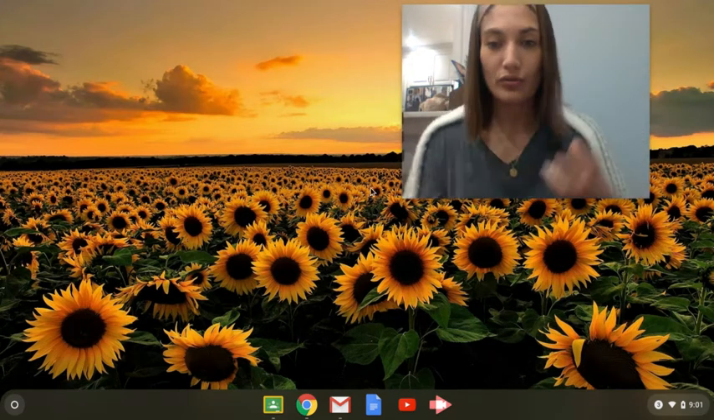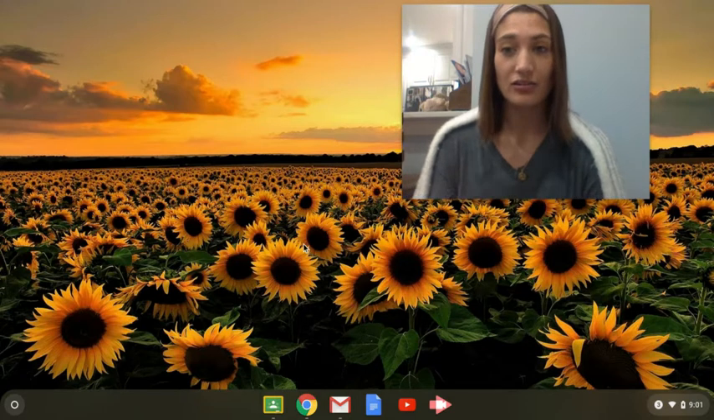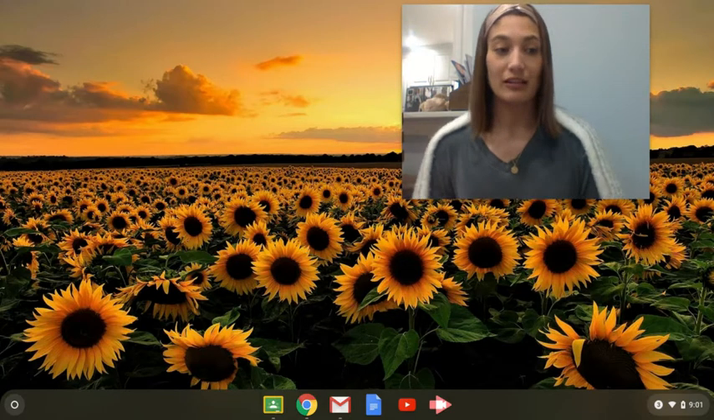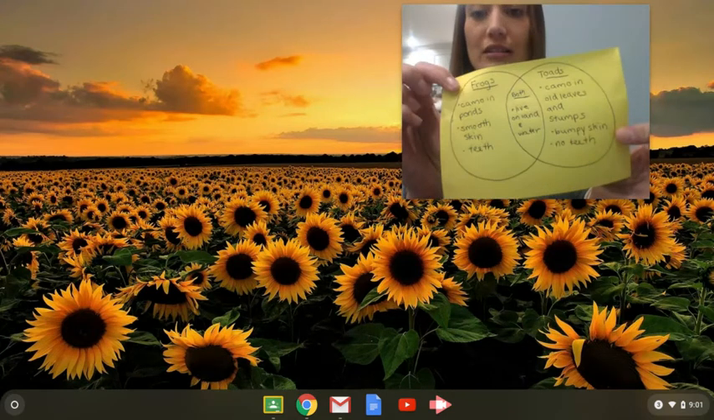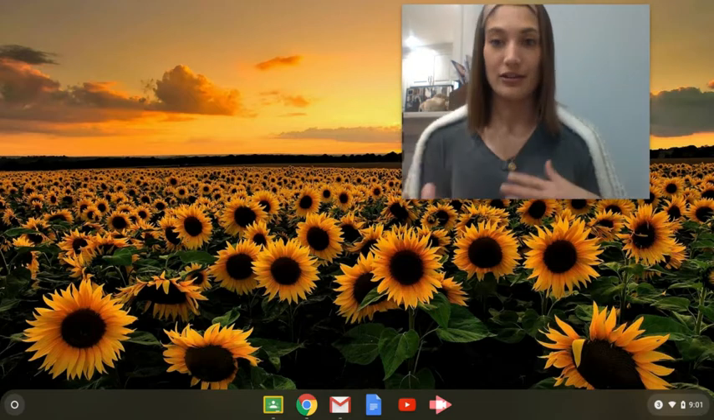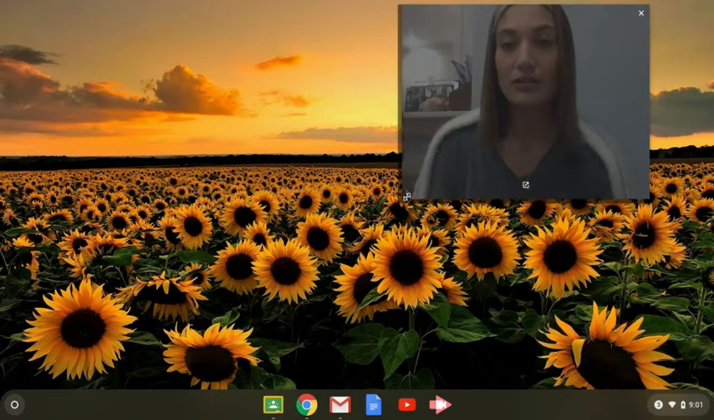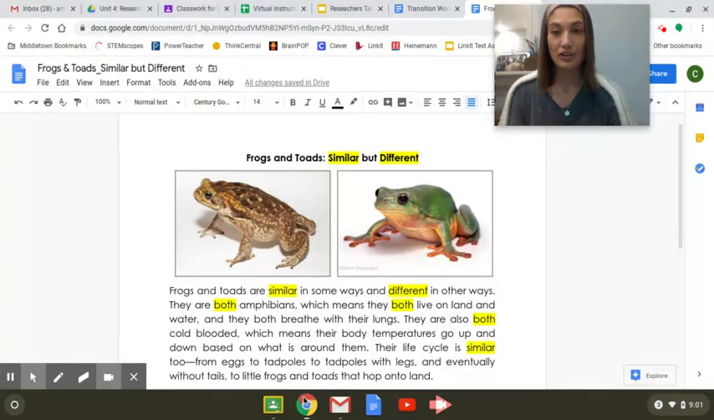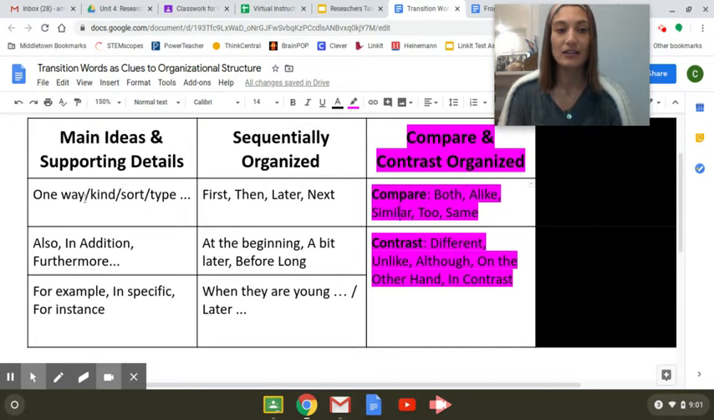Okay? So readers, do you see how when we're looking for a compare contrast text structure, there are keywords that we can look for? Then, once we know it's compare contrast, we can use a Venn diagram to take our notes about how they are similar and different. Now today I talked a lot about keywords signaling to us what the text structure is. We can also do that for main idea and supporting details.